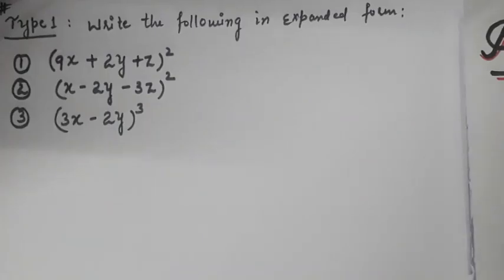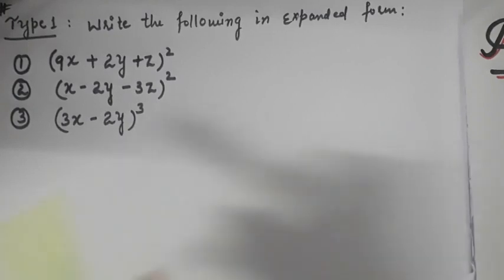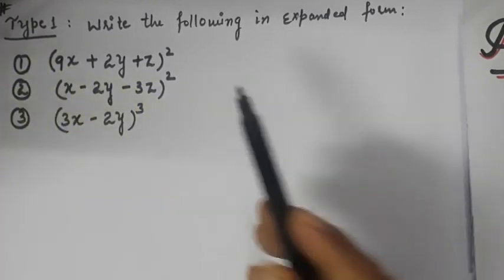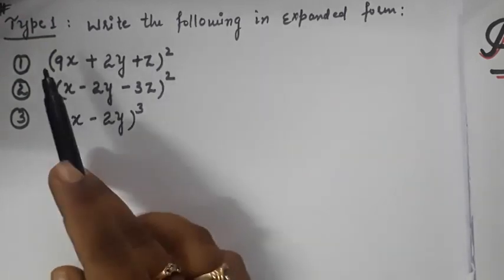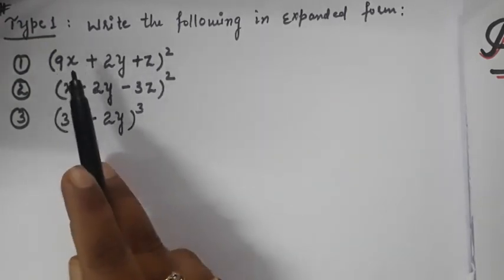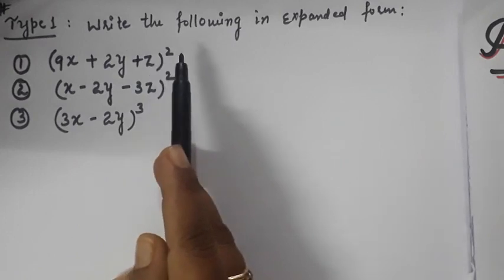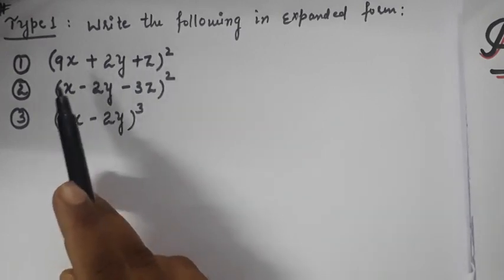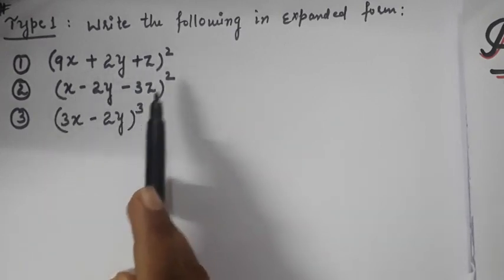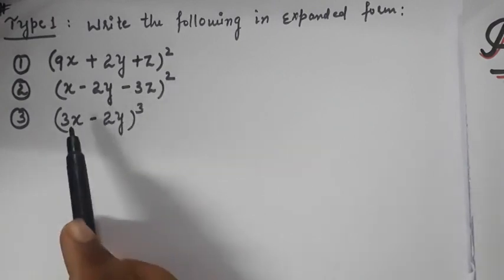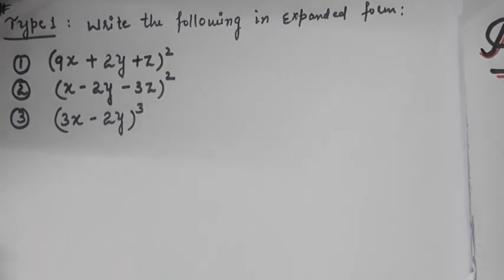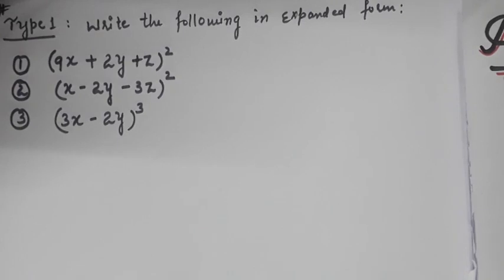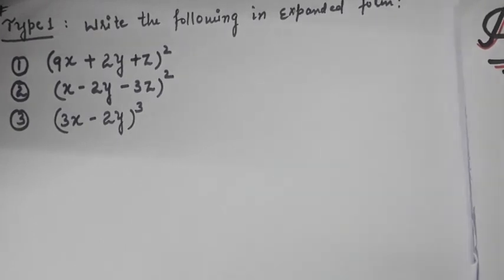So here we go. Now we will discuss the questions in terms of types. First type is: write the following in expanded form. Three questions I wrote here, that is 9x plus 2y plus z whole square, next x minus 2y minus 3z whole square, and 3x minus 2y whole cube. One by one we will try to solve these questions.